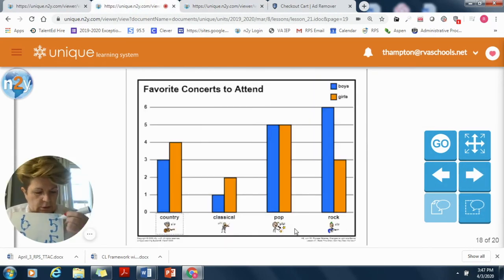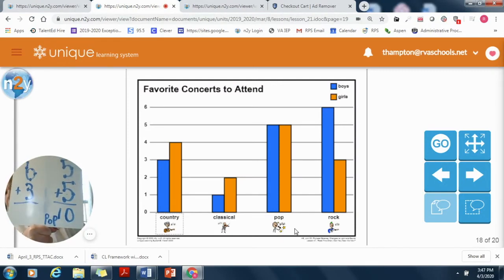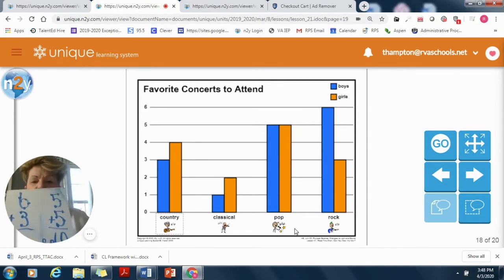our pop concert. 5 plus 5, if we know our doubles, we know it's 10. But if we don't know our doubles, we can just count our dots. We put 5 dots on each number 5. 1, 2, 3, 4, 5, 6, 7, 8, 9, 10. Okay? 10. So 10 for the pop concert.